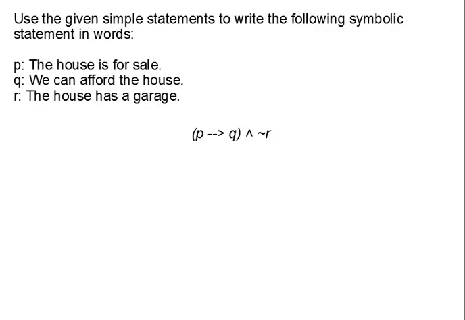The next thing that we are going to do is just the reverse process. We are going to take the simple statements that are already defined for us to save us a little time, and we're going to write the following symbolic statement in words. So I've got three simple statements. Statement P is the house is for sale. Statement Q is we can afford the house. And statement R is the house has a garage.